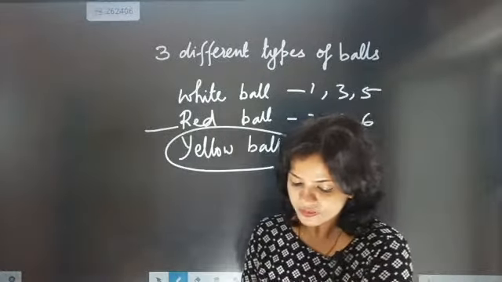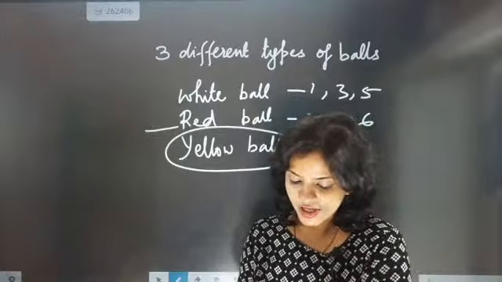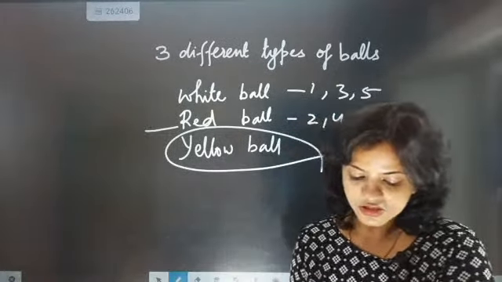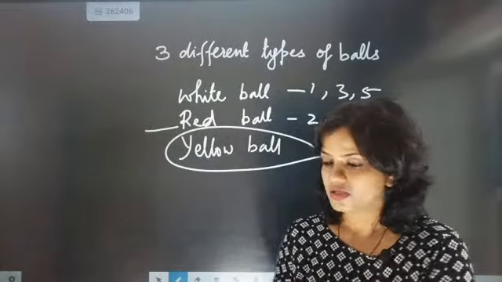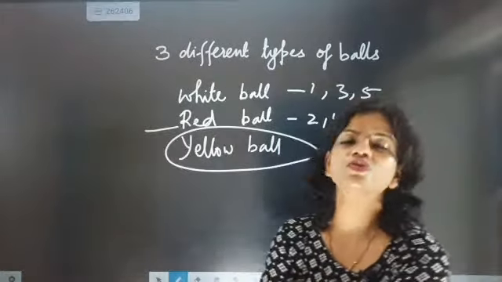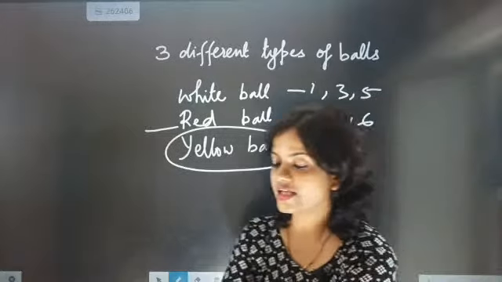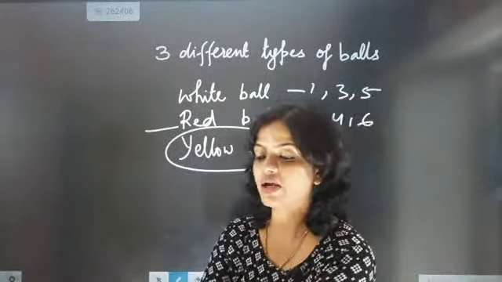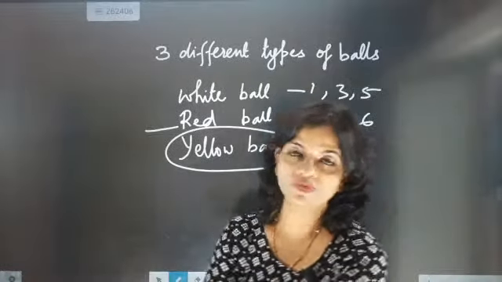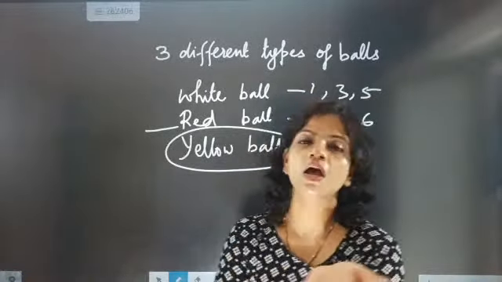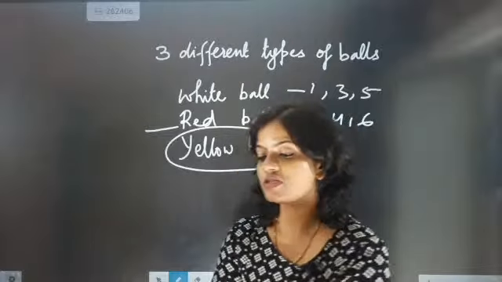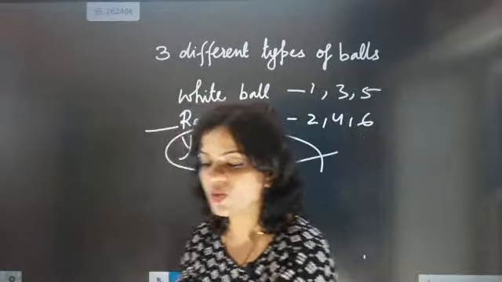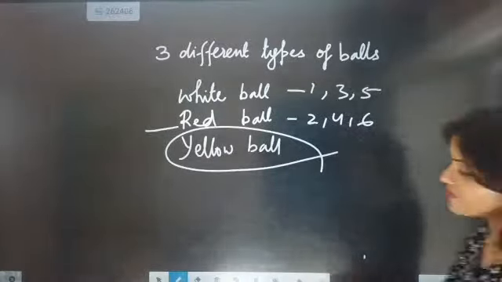So 100%, since it is not a part of the experiment, it is not going to be considered in the sample space. I hope you might have understood this point. Sample space should contain all the possible outcomes. If any outcome which is a part of the experiment is missing, then it will not be considered as sample space. This is a very important point.